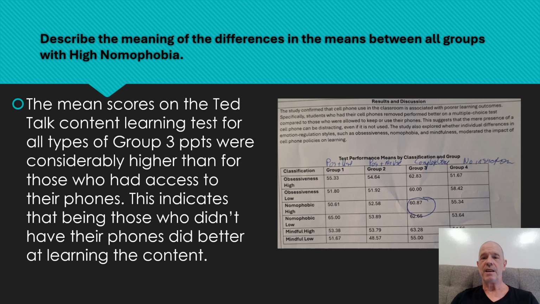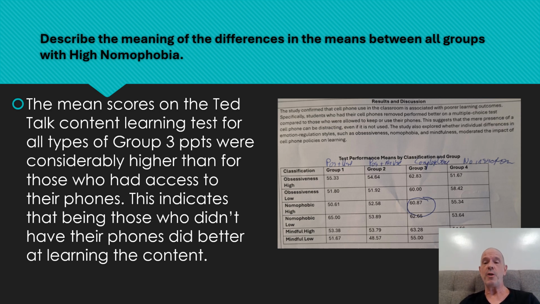describe the meaning of the differences in the means between all groups with high nomophobia. So you are looking only at that central category, right? Nomophobic highs. What are you noticing? Now, if you were to simply write, oh, group 3 averaged 61, but group 4, 54, and then 52 and 50, all you're doing is repeating the data. What does that mean? This is probably a two-sentence response. I guess you could do it in one longer sentence, but if you're getting into 3, 4 sentences, you're just wasting time, and possibly getting confused.